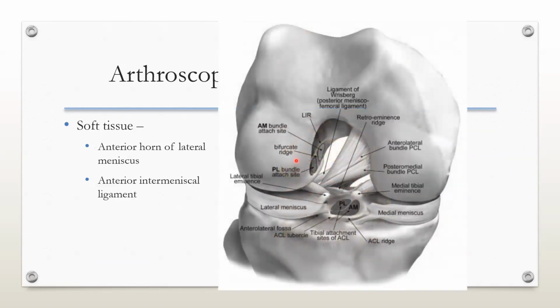This is another picture summarizing the attachment of the ligaments with respect to the landmarks described before. You can see the anteromedial and posterolateral bundles just behind the ACL ridge and just medial to the attachment of the anterior horn of the lateral meniscus. And of course, in the femur, there is the lateral intercondylar ridge and the bifurcate ridge, delineating the attachment of the anteromedial bundle as well as the posterolateral bundle.